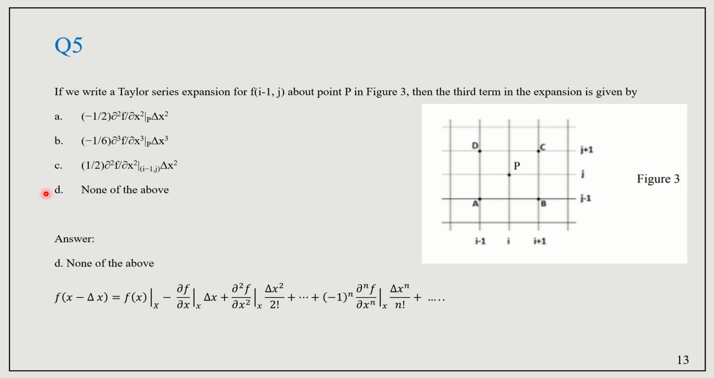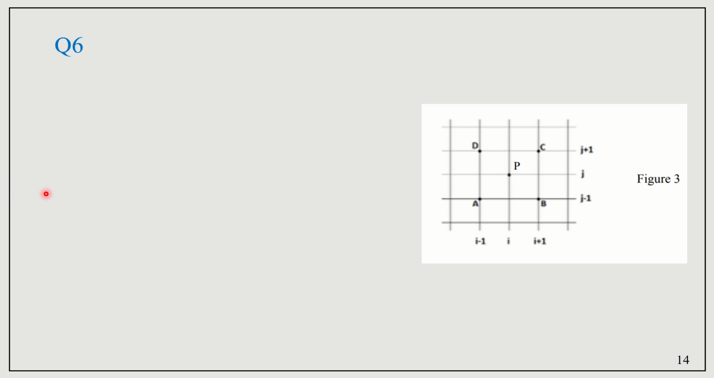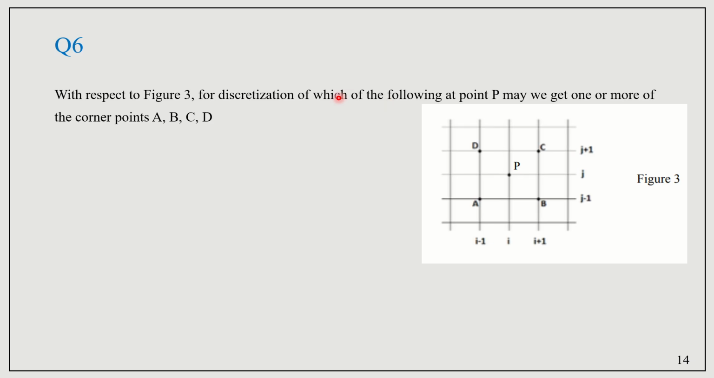Now we will go to question 6. Question 6 involves the same figure, that is figure 3. With respect to figure 3, for discretization of which of the following at point P may we get one or more of the corner points A, B, C, D? So when we are discretizing some things which are given over here at point P, where we will get the inclusion of A, B, C and D, these corner points. So that is the question.